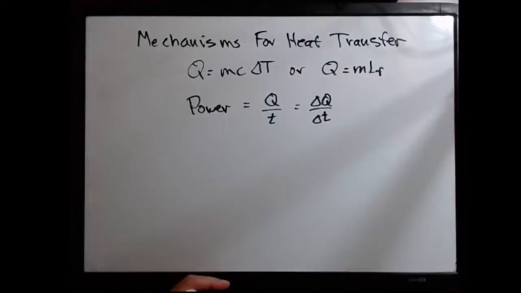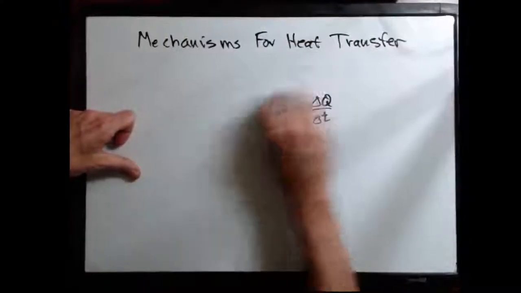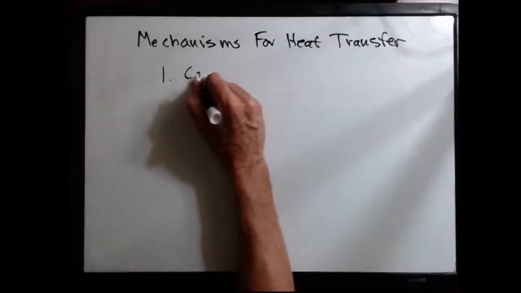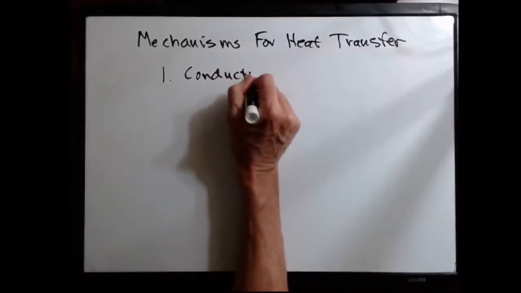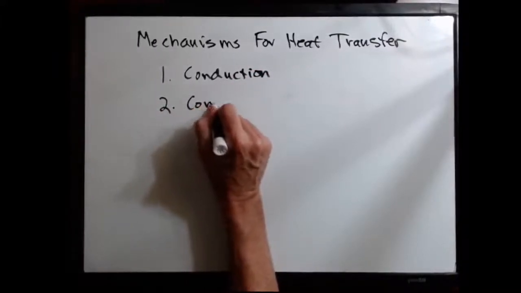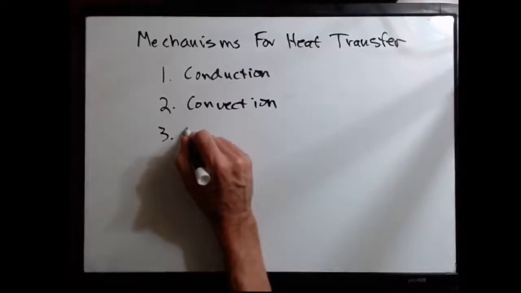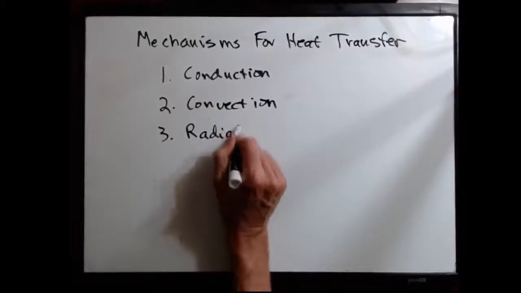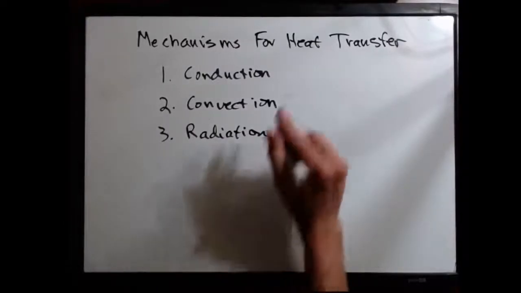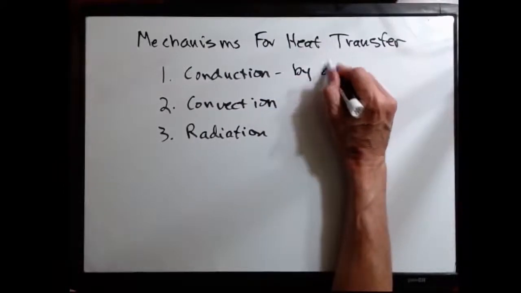And so there are three basic mechanisms for that, and you already know what they are. Probably learned them in middle school. One is called conduction. Two is convection. And three is radiation. I'll sort of define them, and this is heat transfer by direct contact.